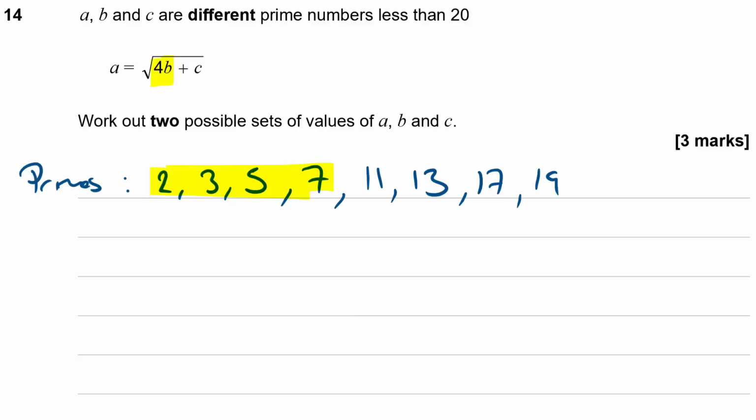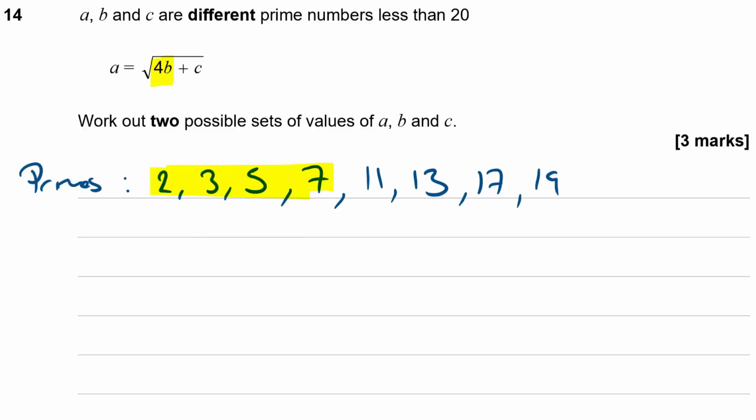Now, once we multiply it by 4 and add on C, we're square rooting. So we're aiming to get a square number, aren't we? We can pick a value of B, times it by 4 and add on one of the other numbers, and we're aiming to get a square number.